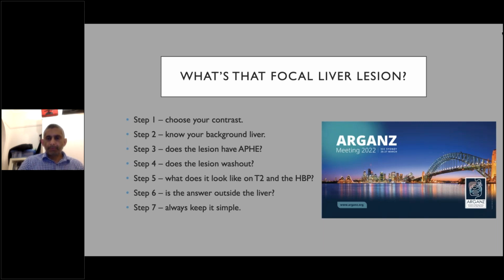We have another question that's come through. What features make you content to call cirrhosis? Also, how reliable is a dilated portal vein for portal hypertension?